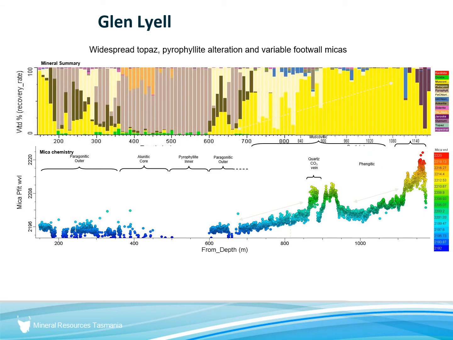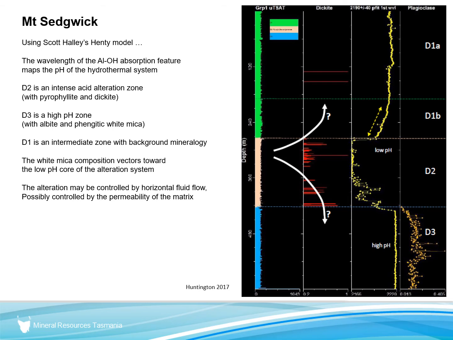At Que River, it's the same thing. We have low wavelength white micas associated with the altered core of the alteration system. Here it's surrounded by a pyrophyllite, and then low wavelength white mica, possibly paragonitic, and then more muscovitic white mica outside that. So these things have been interpreted. I think we have one more here with the interpretation of Mount Sedgwick. This is an uneconomic system, but we can see the white mica wavelength dropping away into the core of the system and bouncing back out here. And then there's pyrophyllite in the middle of this.